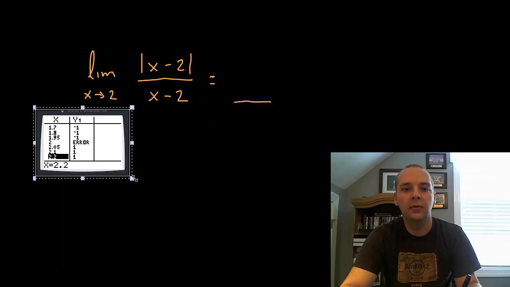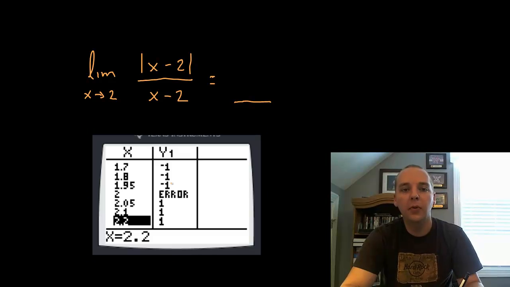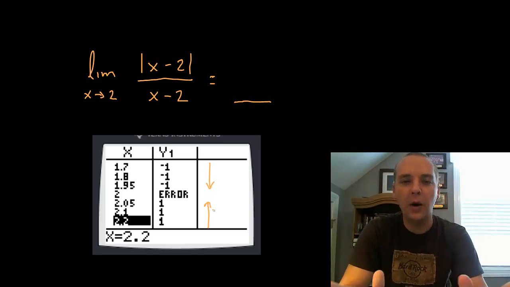Okay, so here we go. So before 2, it looks like the values are -1, -1, -1, -1, and above 2 looks like they're +1, +1, +1. Now, why would that be the case?